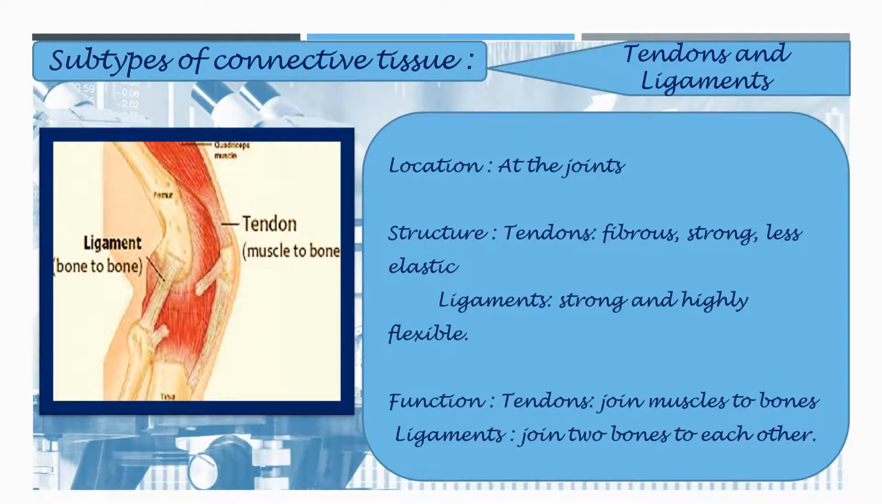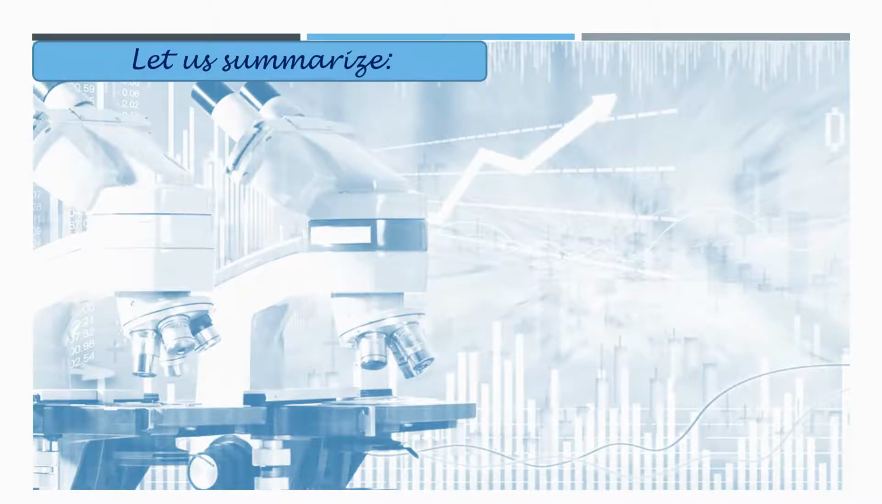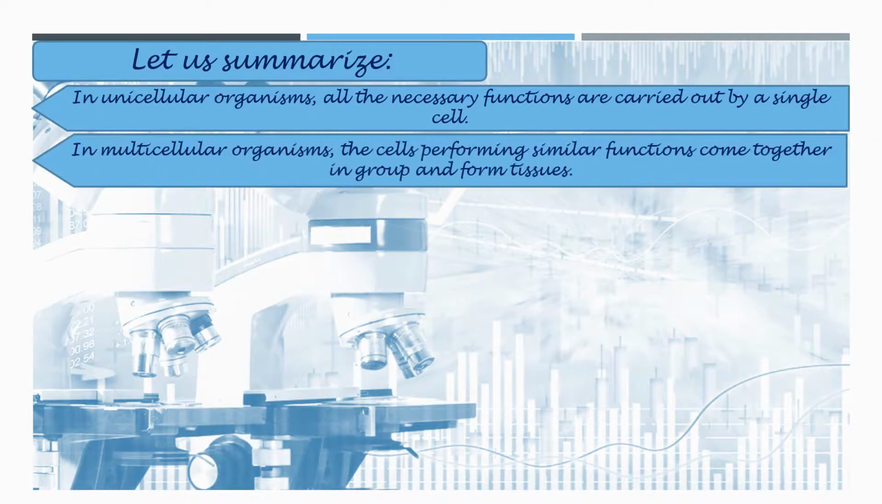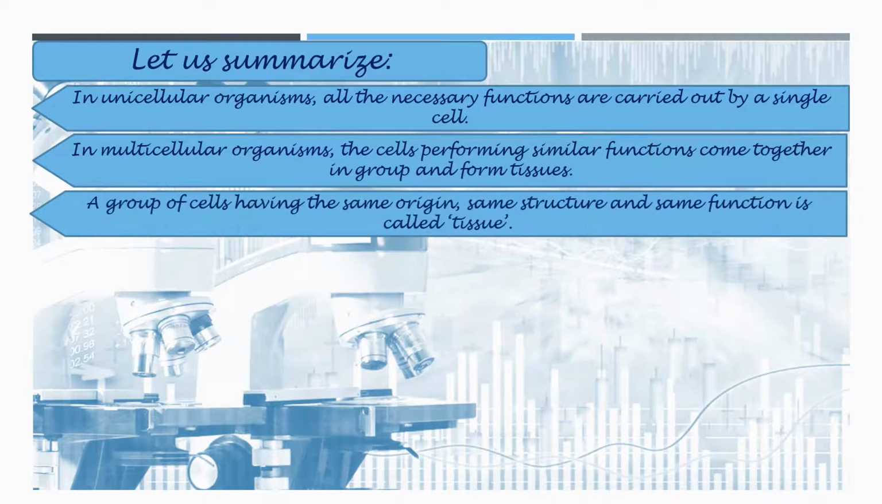So students, this was the end of module 1. Now let us summarize what we have studied in this module. We studied that in unicellular organisms, all the necessary functions are carried out by a single cell. In multicellular organisms, the cells performing similar functions come together in groups and form tissues. A group of cells having the same origin, same structure and same function is called a tissue.